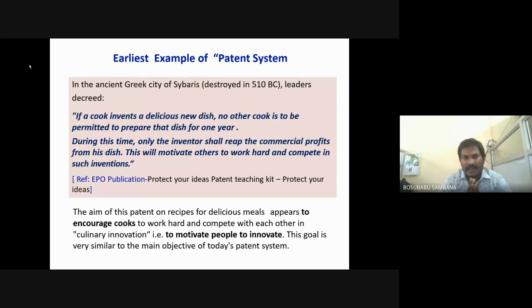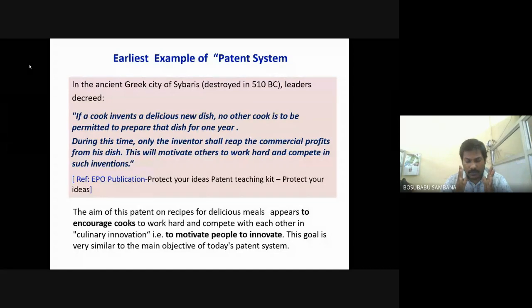Next, the earliest example of a patent system. In 510 BC, the Greek city of Sybaris. One major problem also there at the same time: they don't have any digital system. They don't have any physical paper mechanism. The main thing in those early days in 510 BC was food.